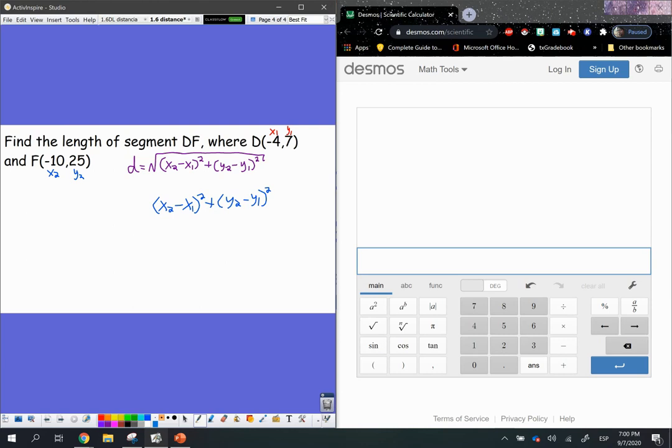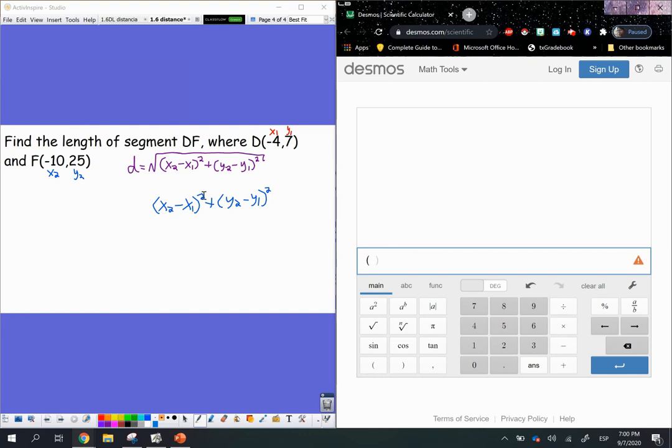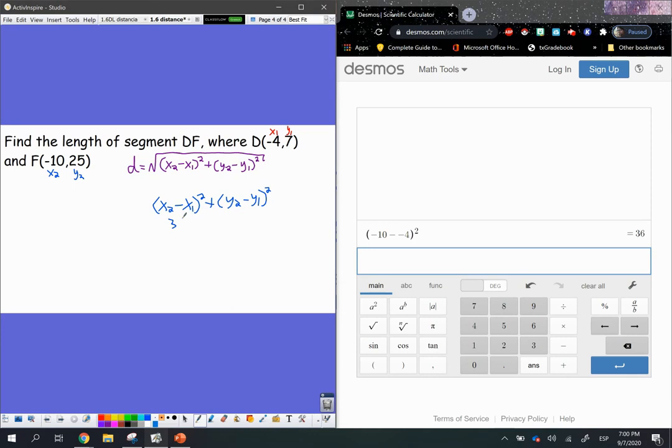So let's start with the (x2 minus x1) squared. Well, first I'm going to need my parentheses. And I'll have x2, which I can see is negative 10. So minus 10. Then minus x1, where x1 is negative 4. So I'm going to have minus negative 4. Then I close my parentheses and square, and I get 36. So that's going to be this part right here. So I'm going to put 36.